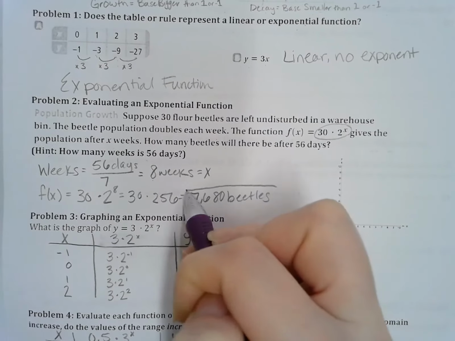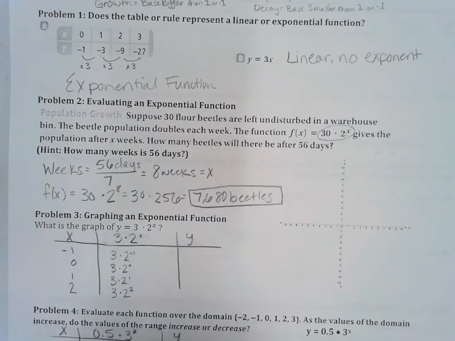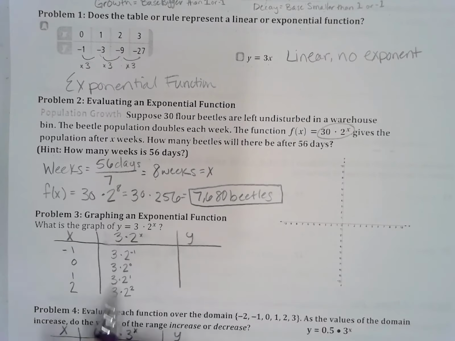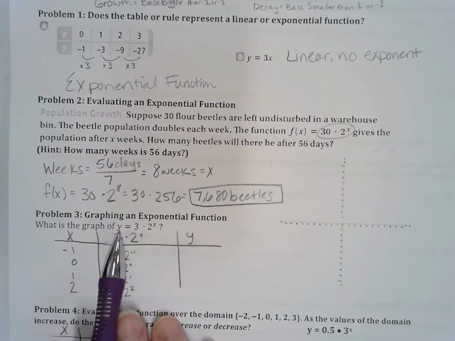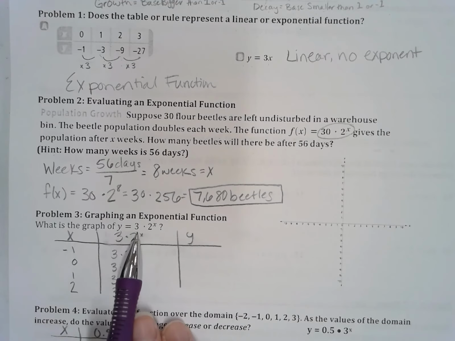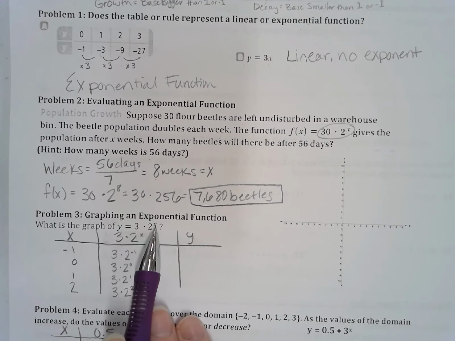So if it starts out at 30 beetles, they'll exponentially grow to be 7,680 beetles after 8 weeks. Okay, problem number 3 is graphing. So we're going to use this graph over here. So it wants the graph of the equation y equals 3 times 2 to the x power.